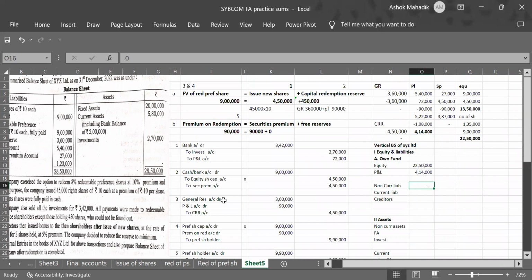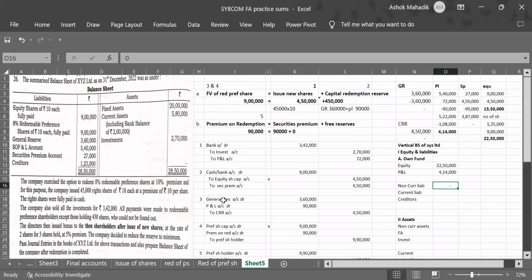Next account, security premium account, 27,000. I'll write here security premium. Opening balance of security premium is 27,000, right? Then check the entries. In the second entry, we have got another credit. So add how much? 4,50,000.